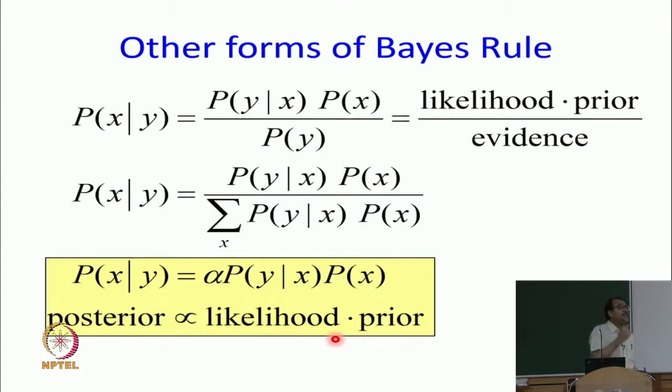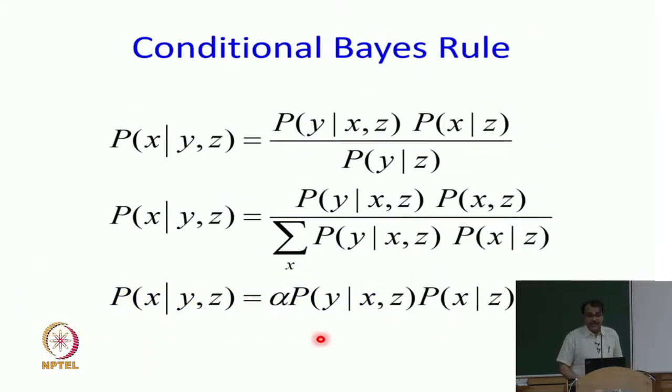And we can also have the conditional Bayes rule, which basically says that if I additionally give you z, all these equations hold. So, x given y comma z is equal to y given x comma z times x given z divided by y given z. So, you can put given z in everything, and that is called the conditional Bayes rule.